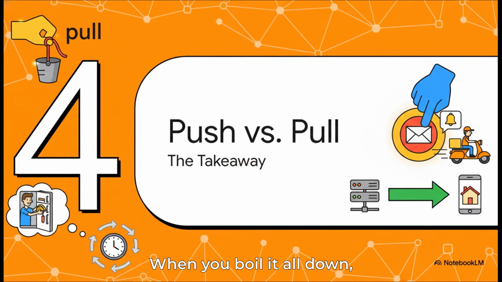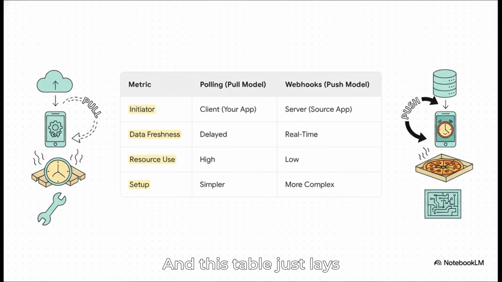Okay, let's bring it all home. When you boil it all down, the difference between these two models is really just about one thing: push versus pull. And this table just lays it all out, crystal clear. With polling, it's a pull model. Your app, the client, is the one initiating things. It pulls for data. The result? It's often delayed, uses a ton of resources, but hey, it's simple to get started.